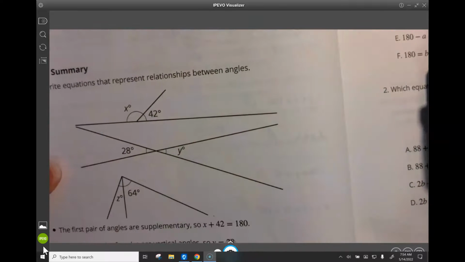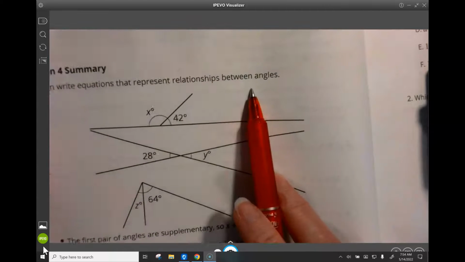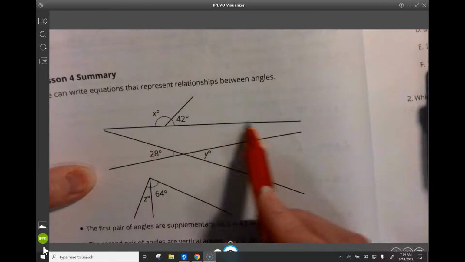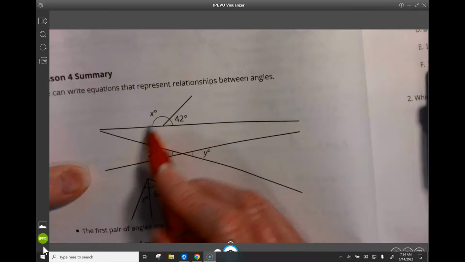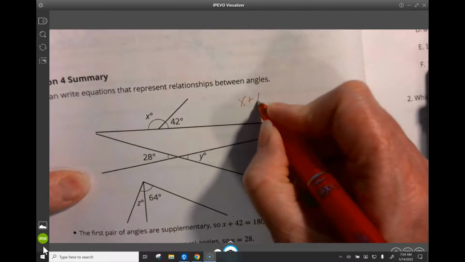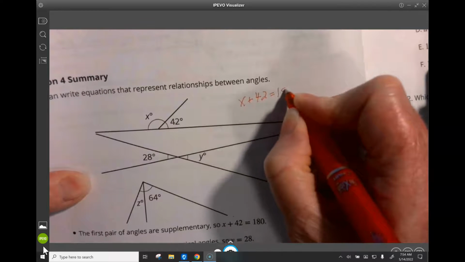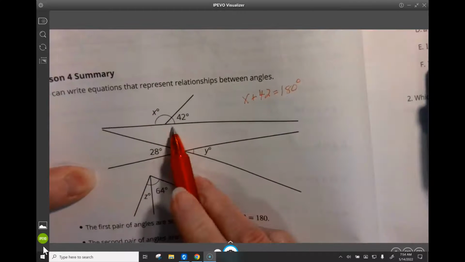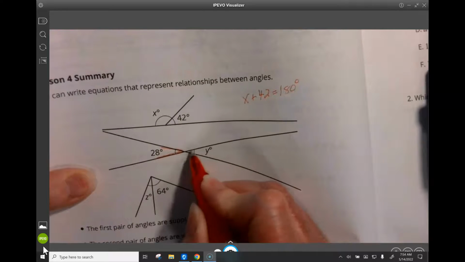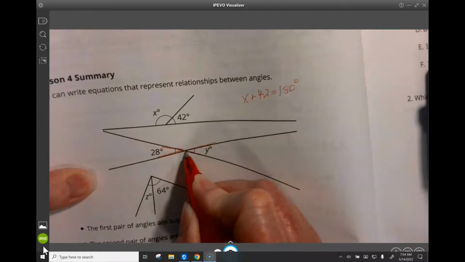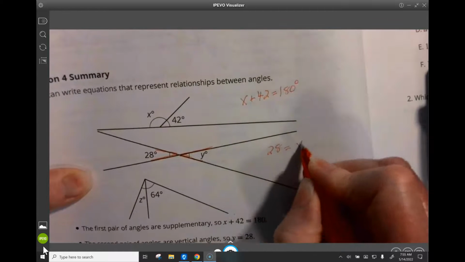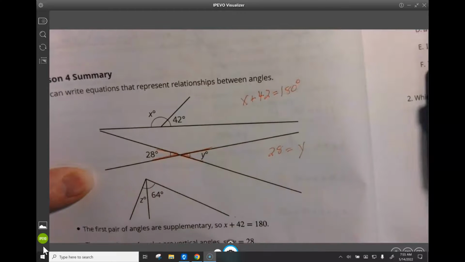So, if we're going to write equations that represent the relationships between these, we've done this 20 million times this morning. If I have this as an equation, okay, I have a straight angle, so I know these two add to 180. So x plus 42 is equal to 180. Okay, I know that because of straight angle. Here we go. Look at those V's. Those are vertical angles. They form a V. So 28 has to be equal to y, because vertical angles are always equal.